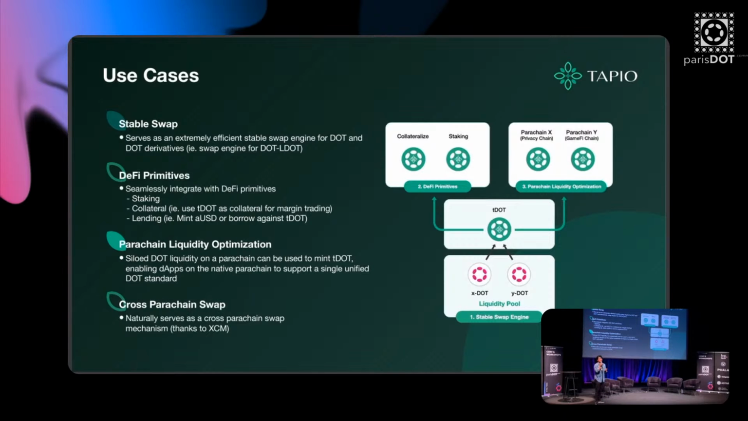And then finally, the last use case is cross-parachain swap. This is a very natural function thanks to XCM. What that means is if the synthetic DOT liquidity pool is deployed on parachain A, which is made up of native DOT and A DOT, T-DOT moves over to parachain B, and then it can actually be redeemed back into native DOT and C DOT. So this is a very natural cross-chain swap experience that we're providing.